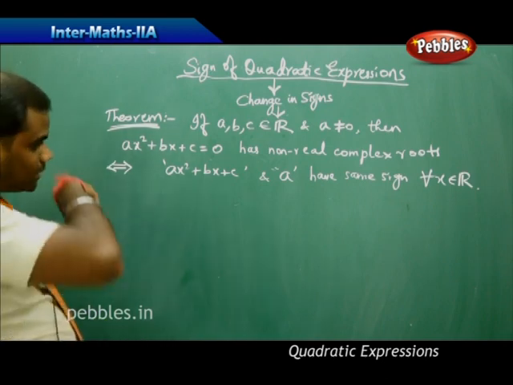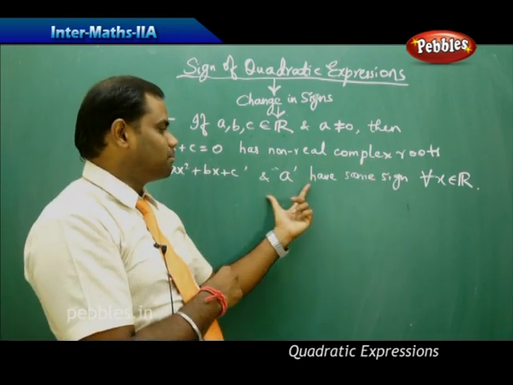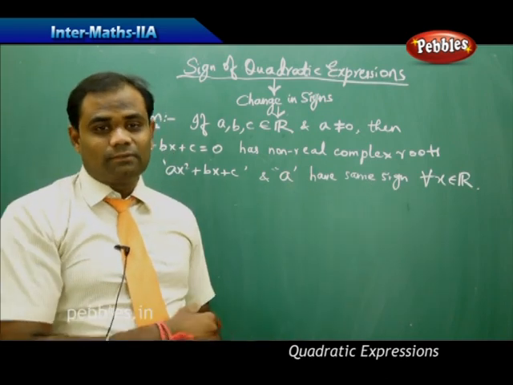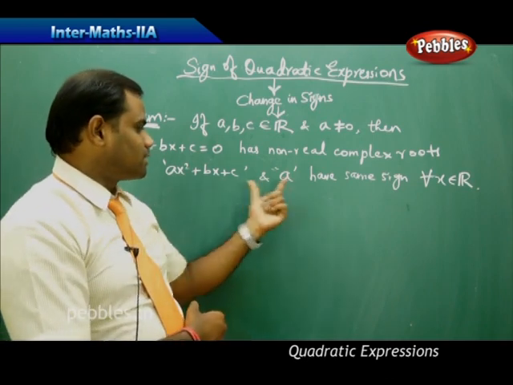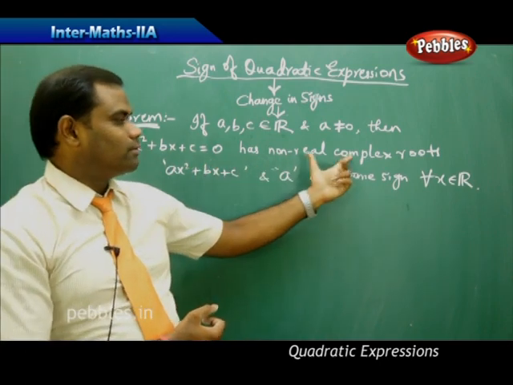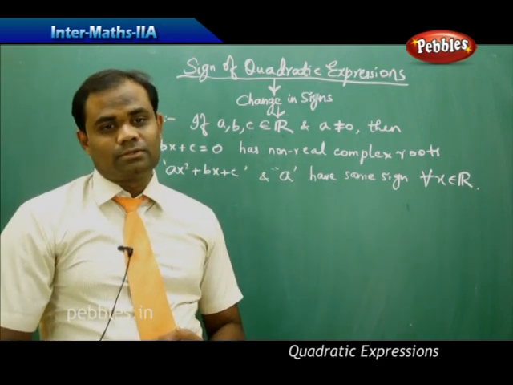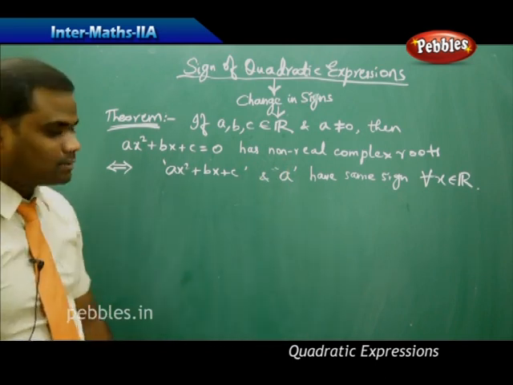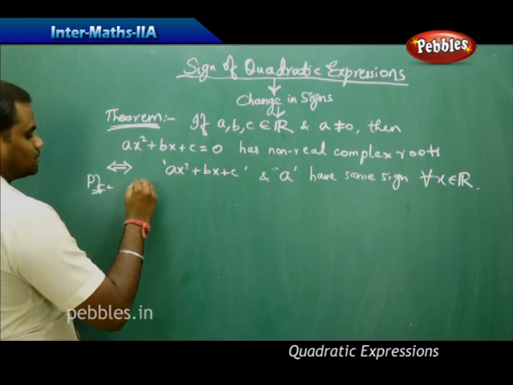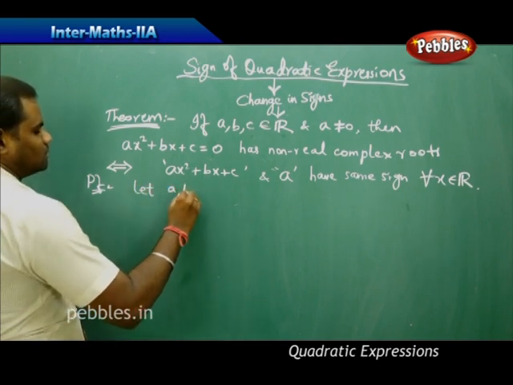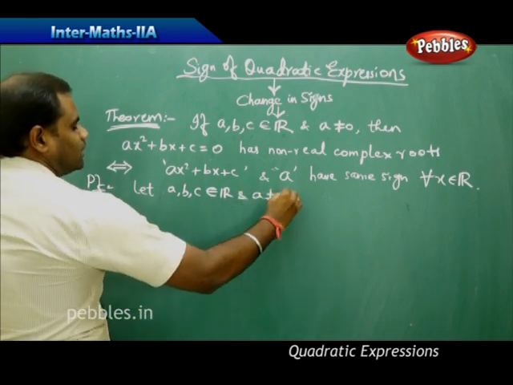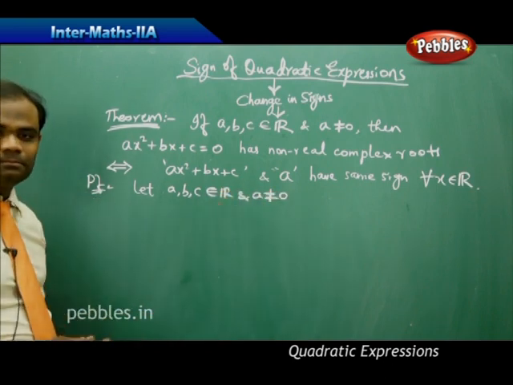So initially, assuming that this has non-real complex roots, I prove that the expression and a have the same sign, and conversely I assume that the expression and a have the same sign, and I prove that the quadratic equation has non-real complex roots. So let's start with the first assumption. Before we start, it is given clearly that a, b, c belong to real numbers and a is a non-zero real number.